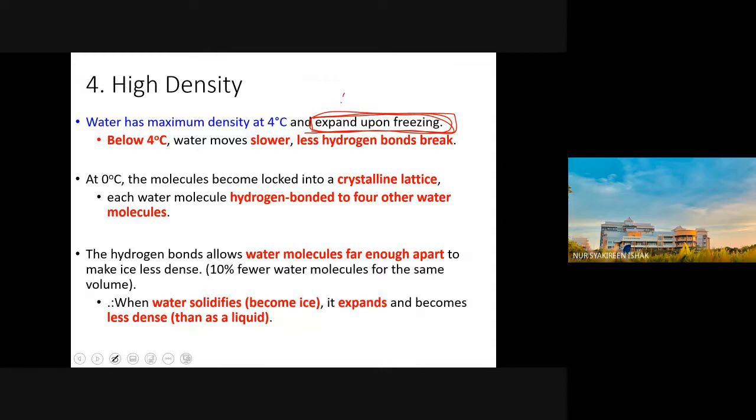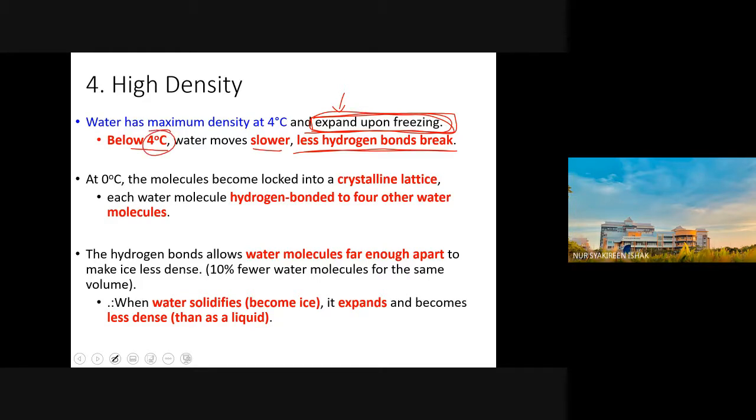This is because the water molecules tend to spread further apart from each other during the formation of the ice crystal structure. In the process, the water molecule wants to form fixed hydrogen bonds with four other water molecules to form the ice crystal structure. Below 4 degrees Celsius, water moves slower, fewer hydrogen bonds break, less energy is available to break the hydrogen bonds because now the temperature drops below 4 degrees.